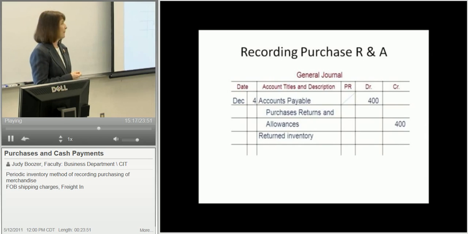whoever it may be. And then the credit goes to purchases R&A. It's a contra purchase account, so it has a credit balance, so it makes sense that you would credit it here for the amount of the purchase return or the amount of the allowance given for the items returned.